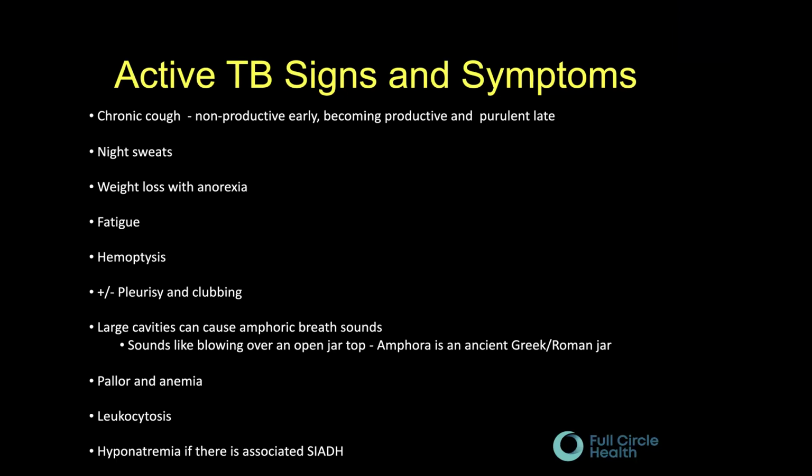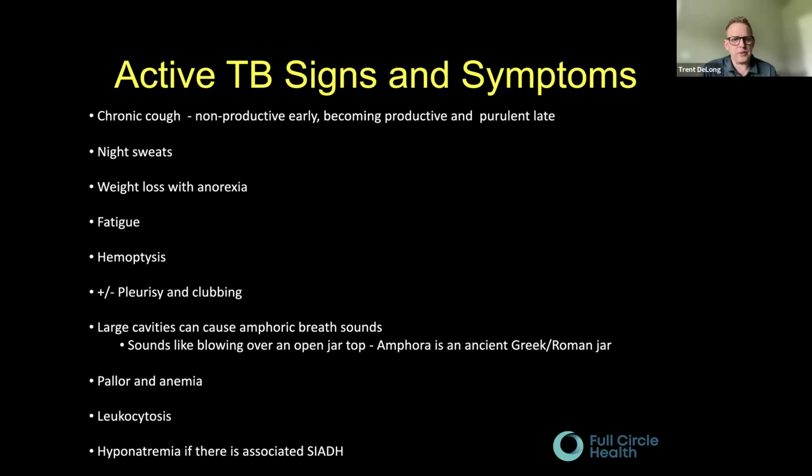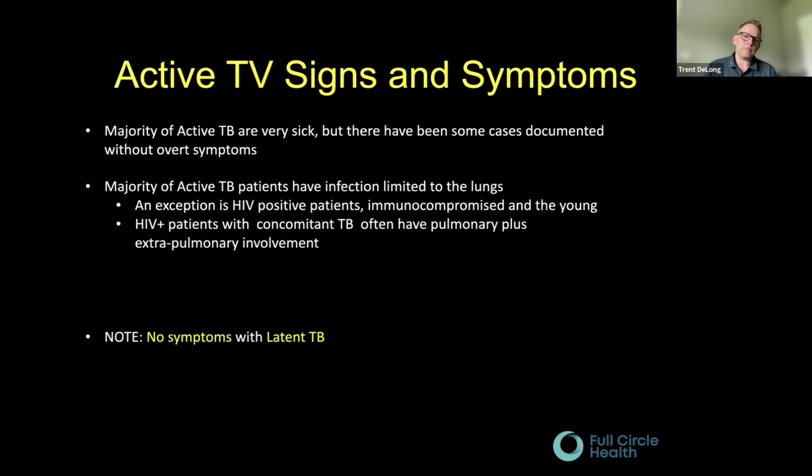And I've actually heard this on a case when I was a medical student. We saw an active case of TB. And I'll share a little more about that later. You can get pallor and anemia, leukocytosis, and then hyponatremia if there is associated SIADH as well. Active TB, it says TB signs, sorry, typo. Active TB signs and symptoms.